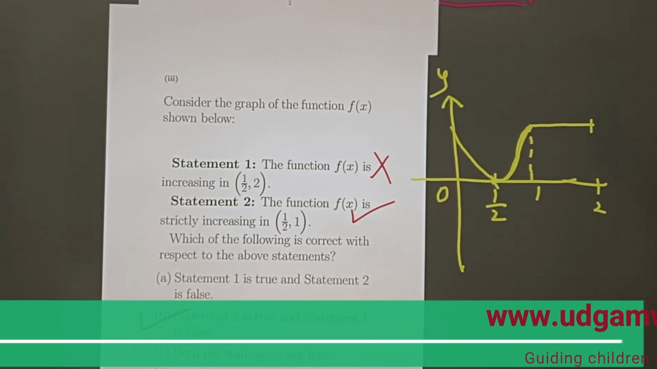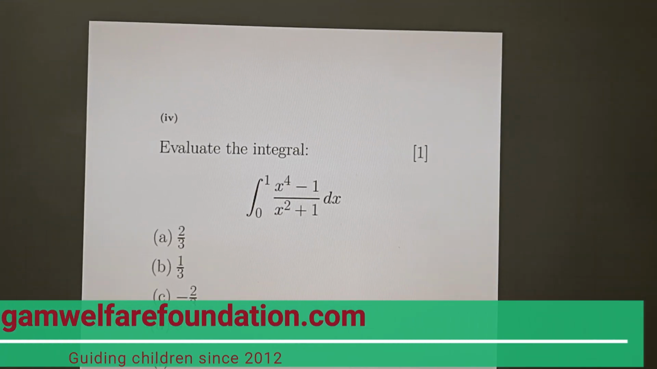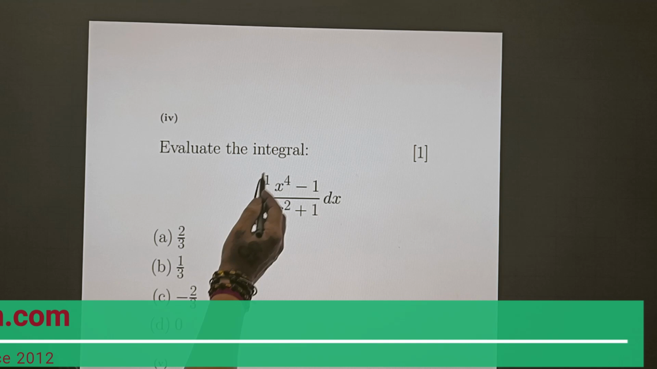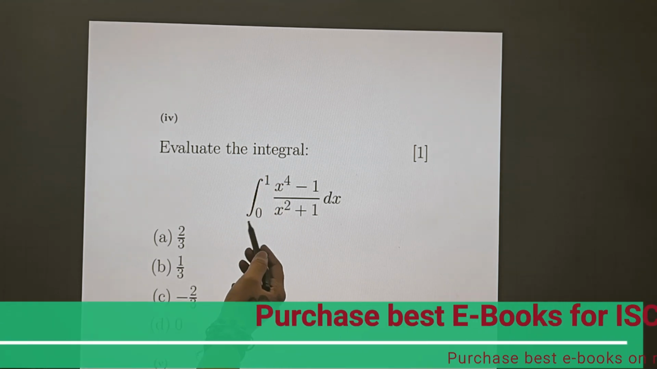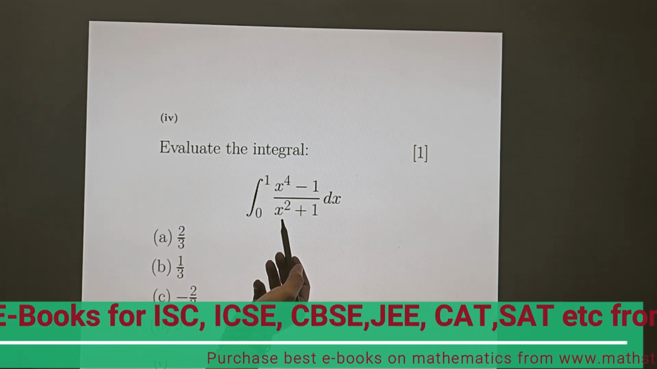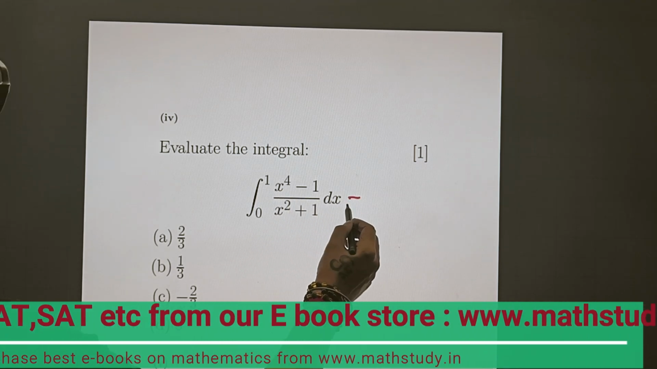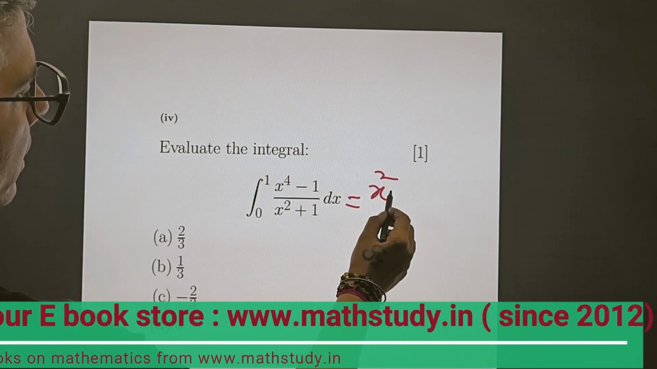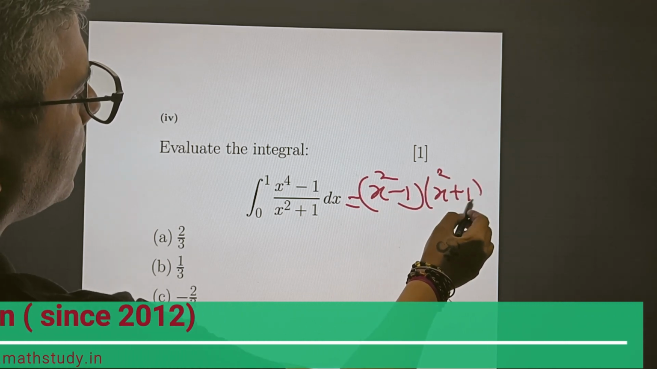Now let's move towards the fourth part of the first question. Here we have an integral question where we have to evaluate this integral. You need not get confused that the degree is higher and wonder how we are going to evaluate this. We can easily write the numerator this way by using a square minus b square. Very simple question.